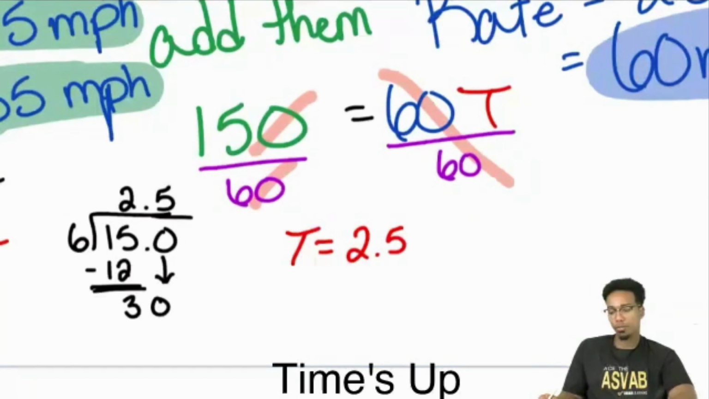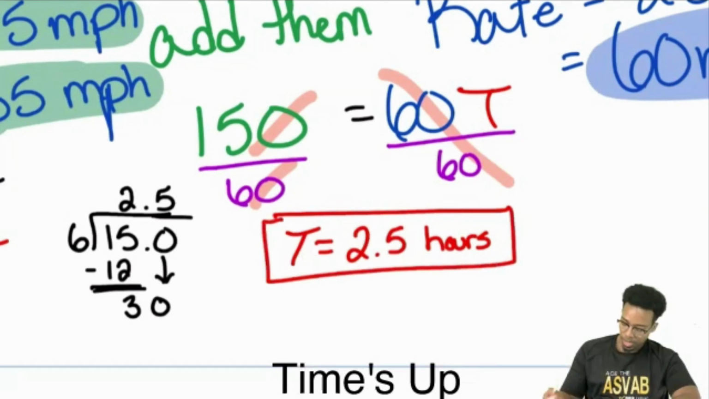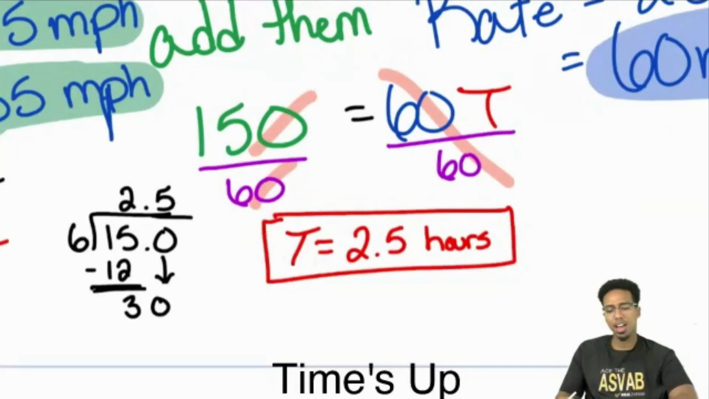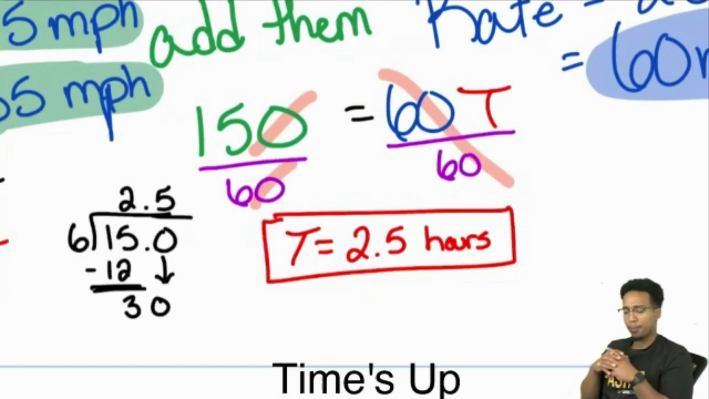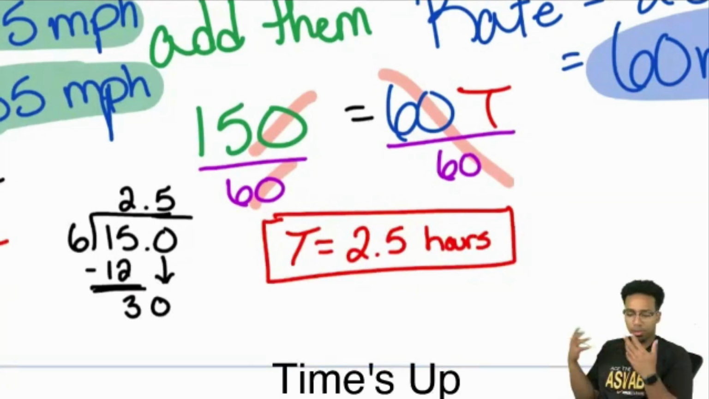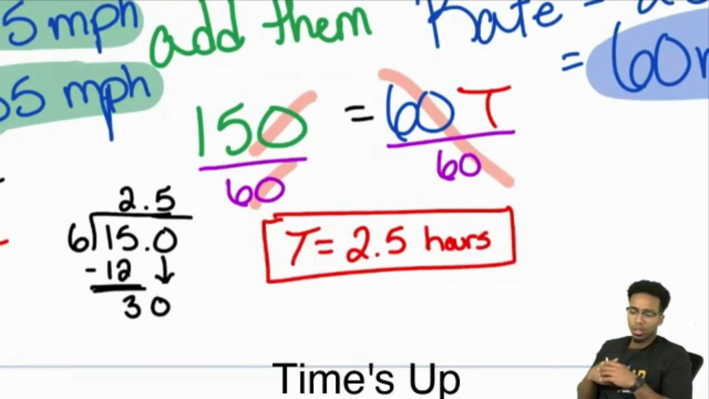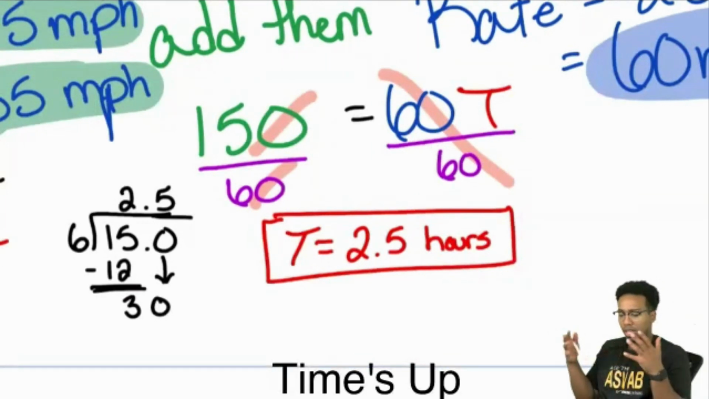2.5 what? Thank you, Muhammad. 2.5 hours. So everybody, what does that represent? And not just as a time, I mean, in terms of the problem. Yes, it's the answer, of course, but what does the answer mean? What does 2.5 hours represent in the grand scheme of this problem?